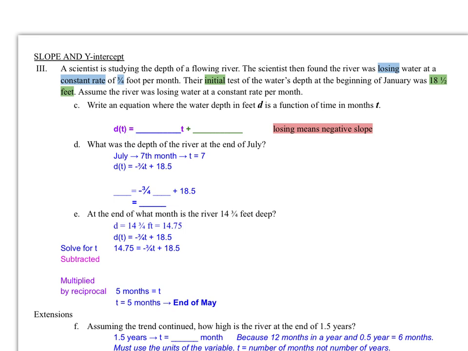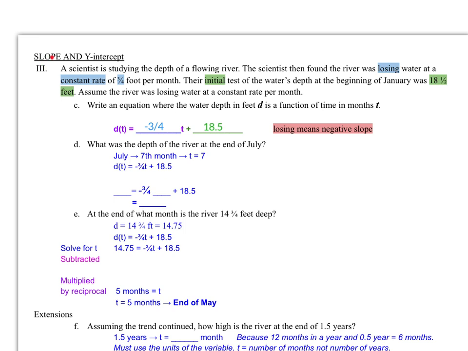First, let's write what our slope and y-intercept will be. What will go in this blank, in the blue, in front of the t, and what will go in this green blank after the t? For the blue blank, we are losing at a constant rate of 3/4 foot per month. That's our slope, so negative 3/4. t plus our y-intercept, starting amount of 18.5. We'll do 18.5. This was the same slope, same y-intercept we found on part A and part B.